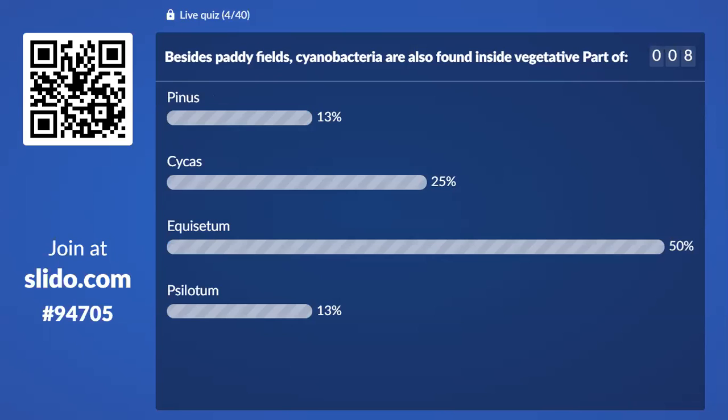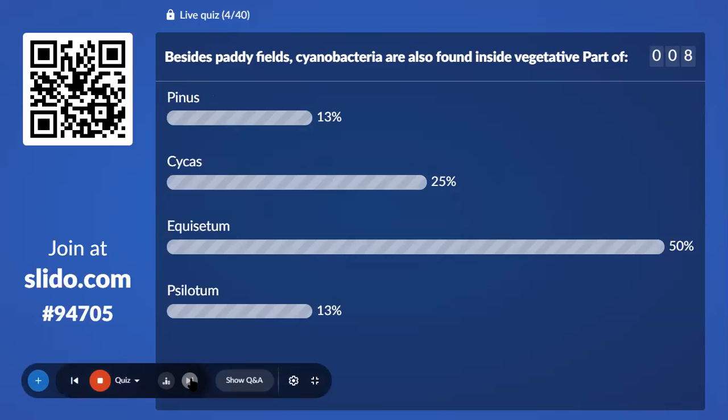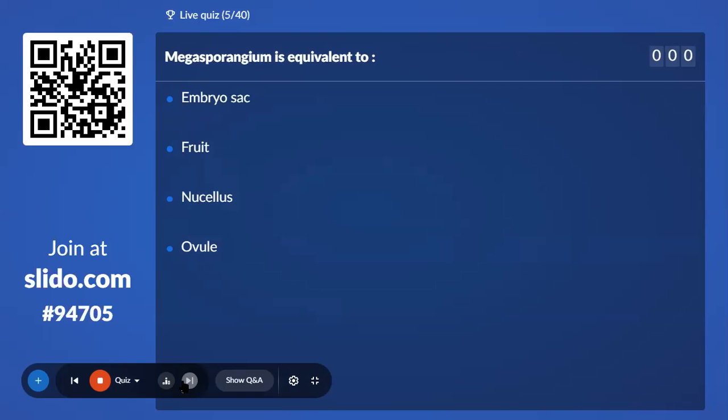Majority vote 50% for Equisitum, and you have the correct answer 25% vote for Cycus. Inside the vegetative part of Cycus, cyanobacteria is found. Is it clear? Not under Equisitum. Is it clear? Fifth question on the screen. You have the first leaderboard after this question. Simple question. I will publish the leaderboard of this particular question.